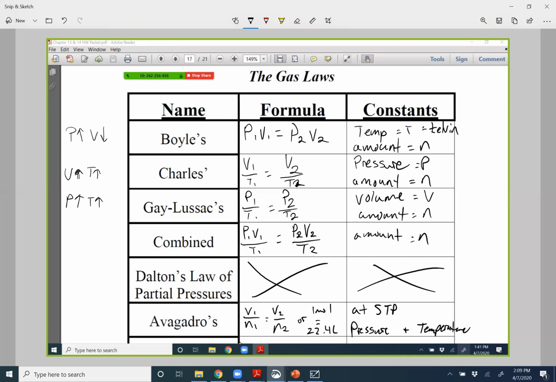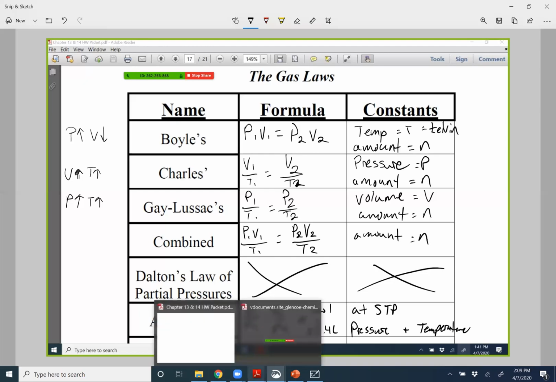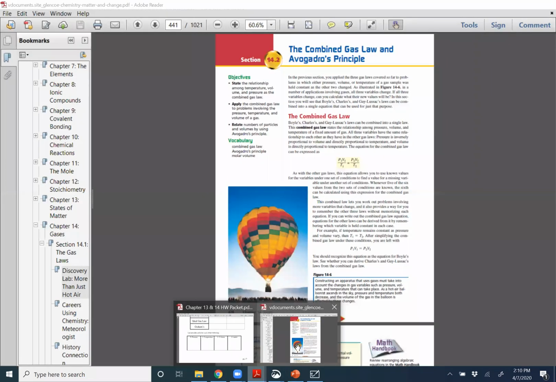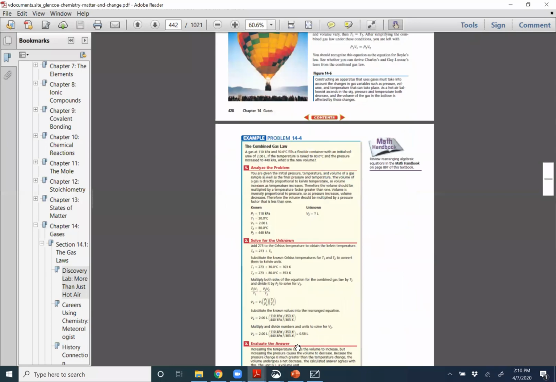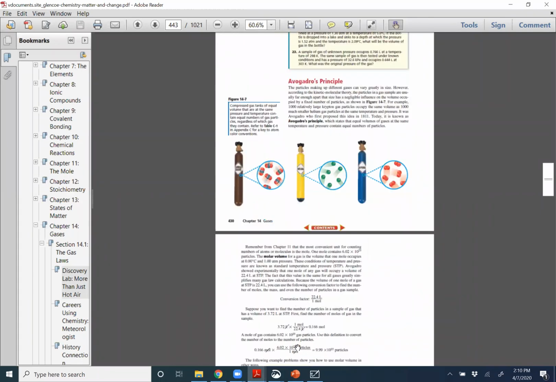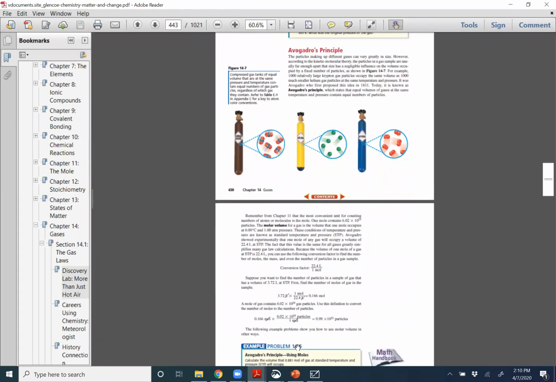Remember that gases are measured by four things: pressure, volume, temperature, and amount. So far, amount has been held constant every single time. So today, we're going to talk about Avogadro's law. Your book calls it Avogadro's principle, if you're following along in the book.